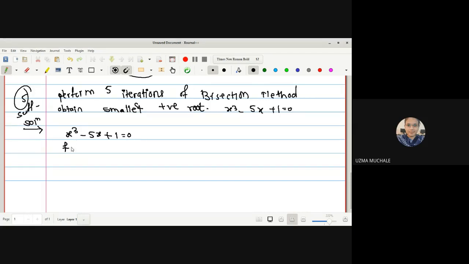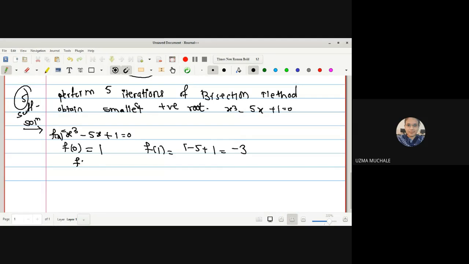We have to find out, say, f of 0. What is the value of f of 0? Let us assume this is your equation f of x. We'll find out the value of a0, b0 by using the trial and error method. So this is 1. So what is the value of f of 1? We can have 1 minus 5 plus 1, which is nothing but minus 3. Okay. So in this way we got one positive, the other negative.